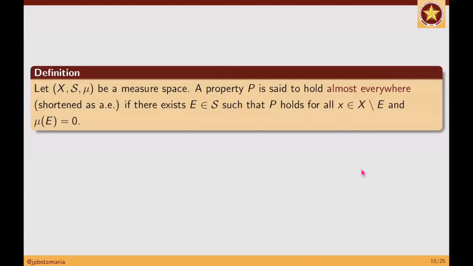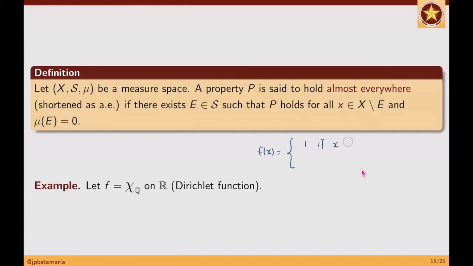Okay? I will give you an example. Let's consider the Dirichlet function. The Dirichlet function on R is basically the characteristic function on Q. Anong meaning nito? Ang value niyan ay 1 basta si x ay rational.